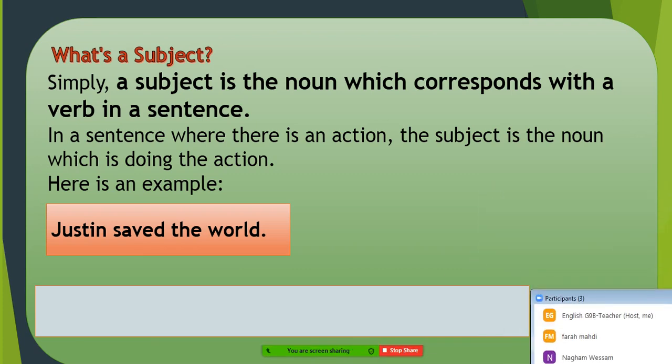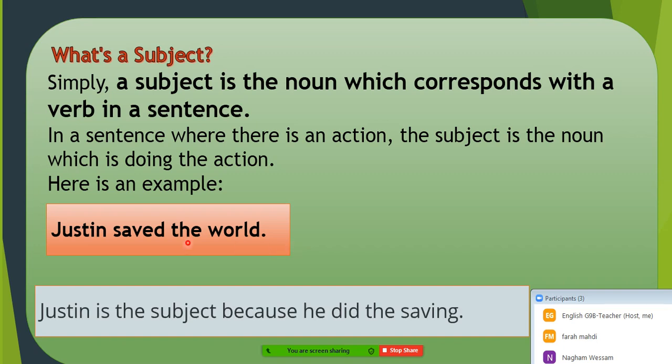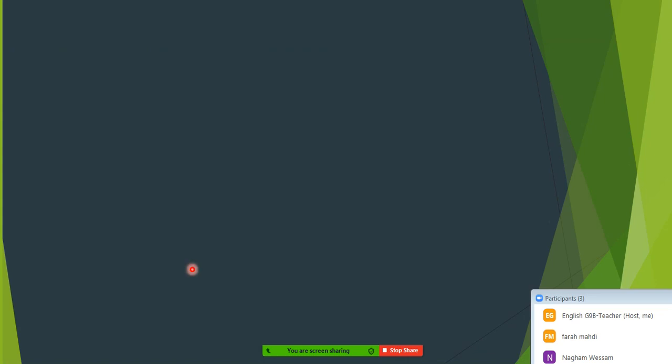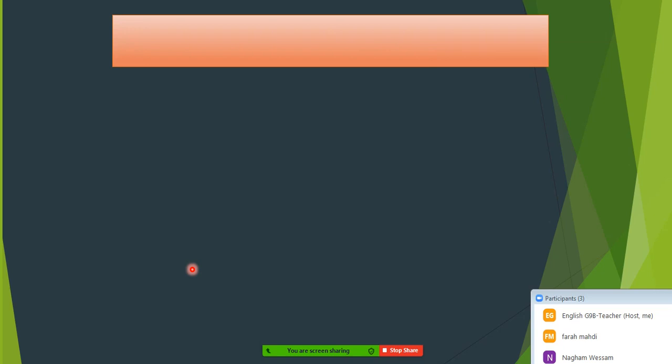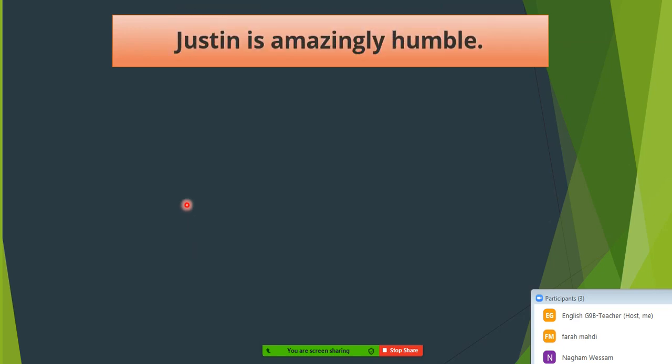Look at this example. Justin saved the world. Justin saved the world. In this sentence, where is the subject? Justin, that's right. Justin here is the subject of the verb. Why? Because he's the one who made the action of saving. The action here is saving.